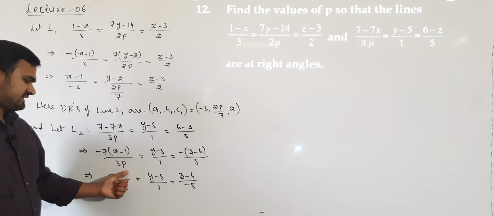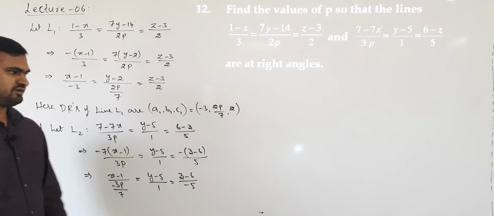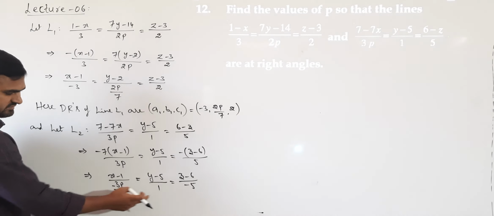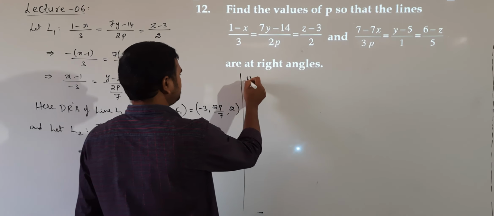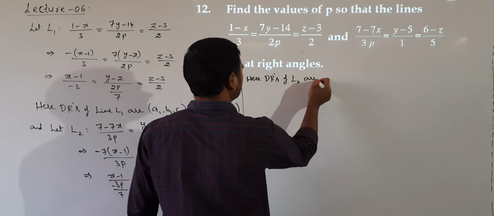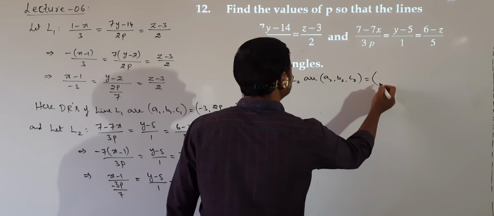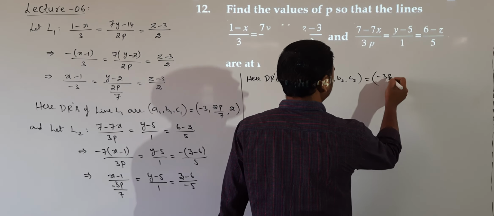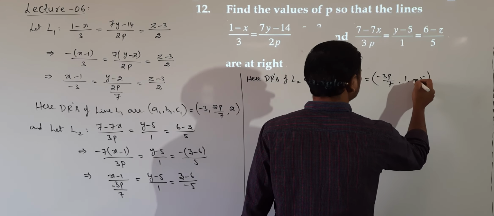So again it is in the form (x minus x1) by a, (y minus y1) by b, (z minus z1) by c. Now they are in the standard form. So what are the DRs of the second line? You can take minus 3p by 7, 1 and minus 5. So the DRs of L2, I will take as a2, b2, c2: minus 3p by 7, 1, minus 5.